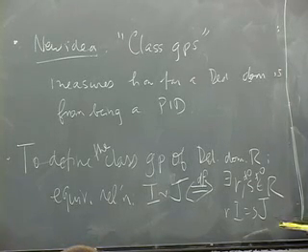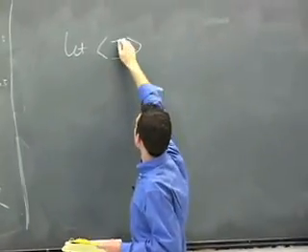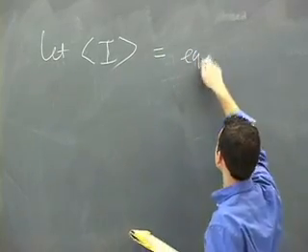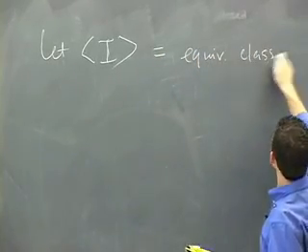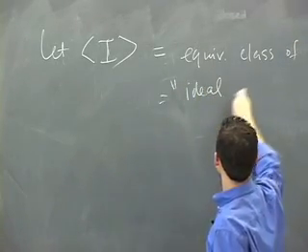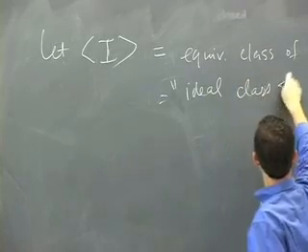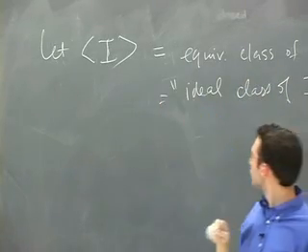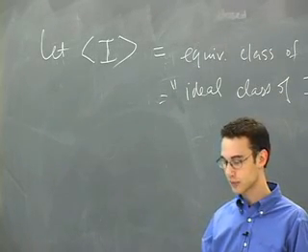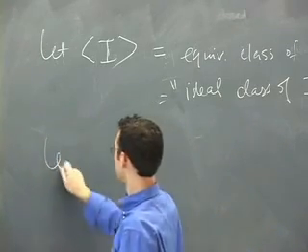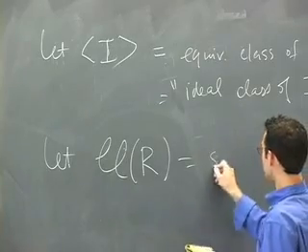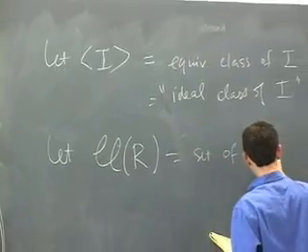So we're going to let angle brackets I denote the equivalence class of I. We call this the ideal class of I. So angle brackets I is the ideal class of I. It's the equivalence class under this relation. And then what we do is we define as a set the set of all ideal classes.